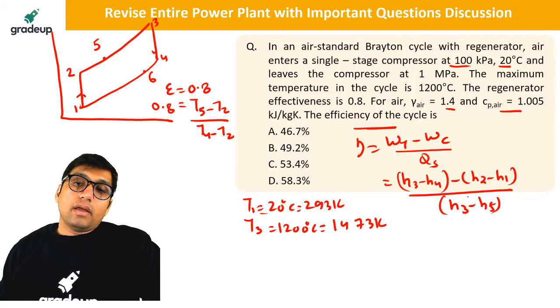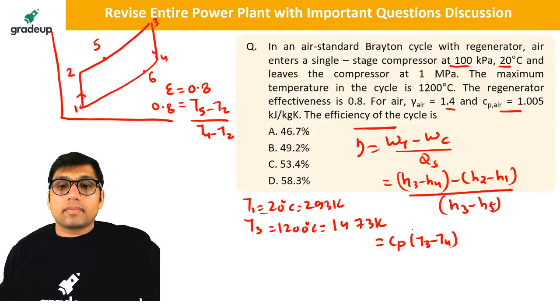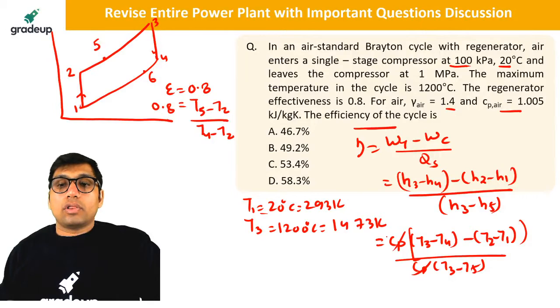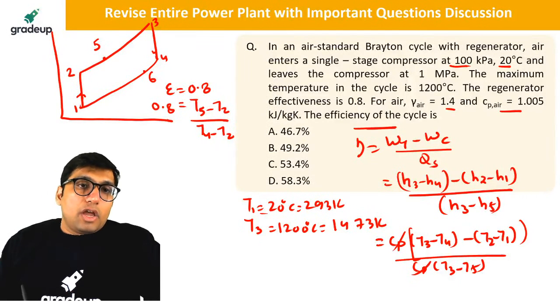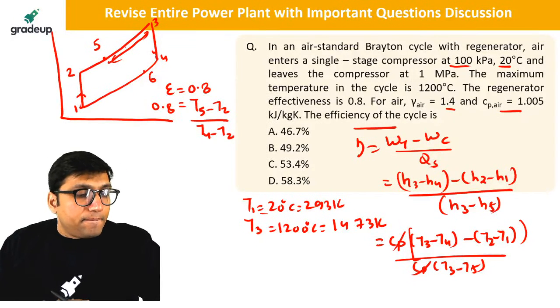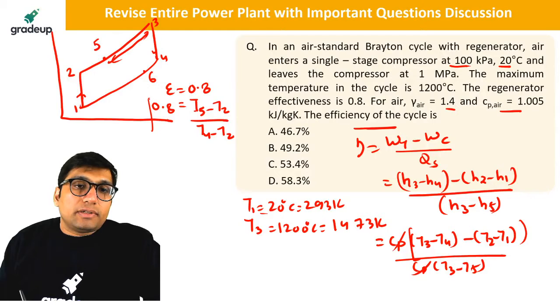Okay, my dear. You can also write this in terms of temperature: Cp times (T3 minus T4 minus (T2 minus T1)) over Cp times (T3 minus T5). The Cp will get cancelled out. So ultimately this is the formula. You have to find the value of T5. How can you find T5? If you know the value of T4 and the value of T2, you can find T5 from this equation.